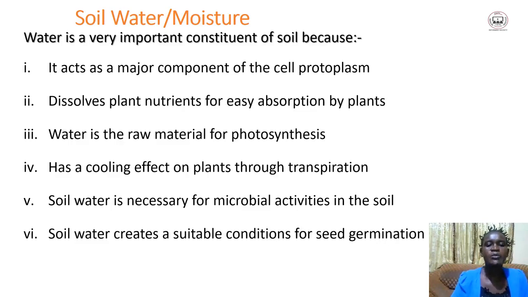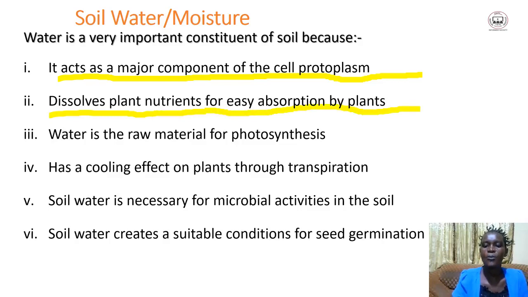Apart from organic matter, another constituent of the soil is soil water. Soil water is a very important constituent of the soil, because it acts as a major component of the cell protoplasm. Most of the time, soil water is used by plants, and if you check plants, they are filled with fluids, and we're talking of water. So water acts as a major component of cell protoplasm. Apart from that, water also dissolves plant nutrients for easy absorption by plants.